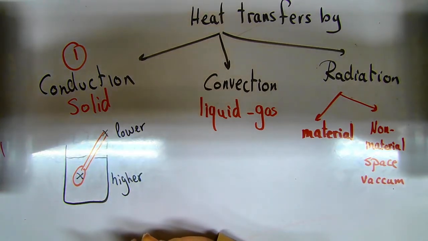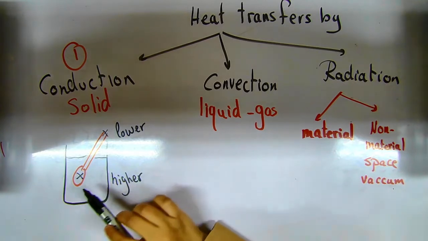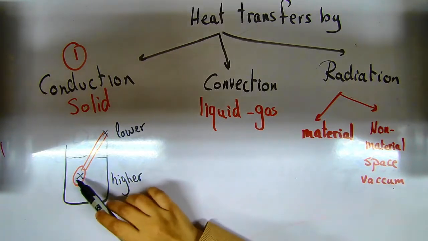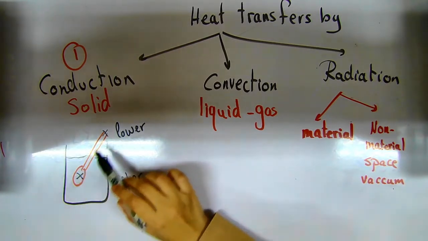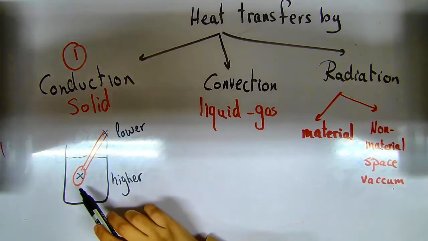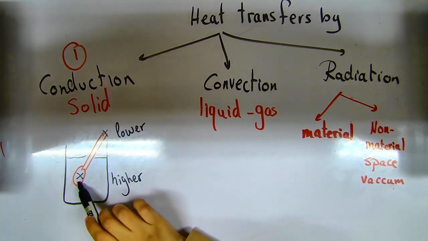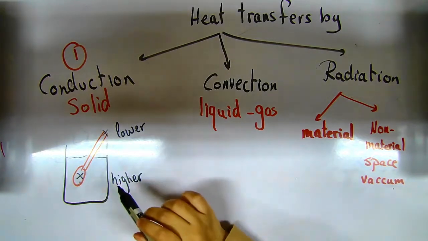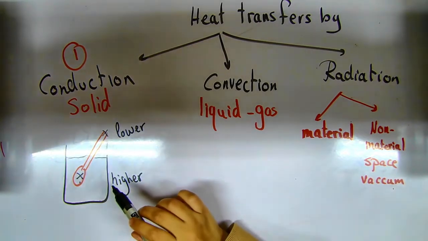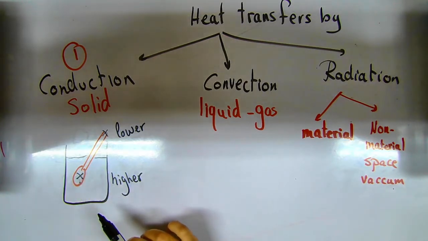Conduction is the heat transfer through some solid object, like the metallic spoon, from the side which is higher in temperature to the other side which is lower in temperature. So conduction is a transfer of heat through solids, from the part with higher temperature to the part which is lower in temperature.